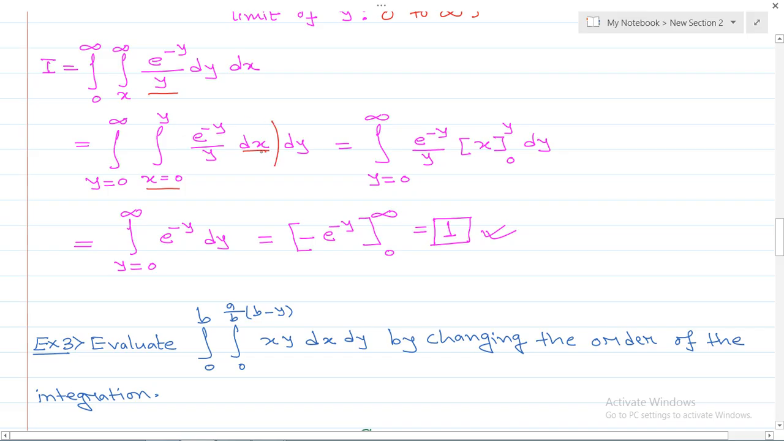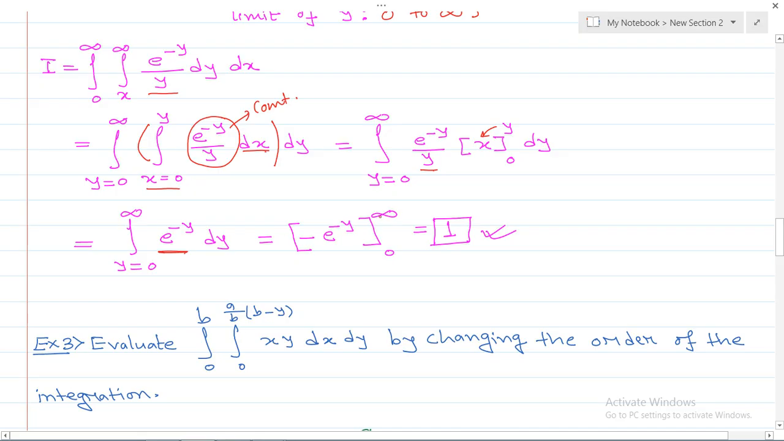So since we are first performing with respect to x, this full term e power minus y upon y will be treated as constant because we have to perform with respect to x only. So e power minus y upon y we can take out of the integration of dx, result is x only, limit is 0 to y dy. So if we replace x by y, putting the upper limit here, this y and y will get cancelled out and we are having e power minus y. So integration of e power minus y is minus e power minus y.